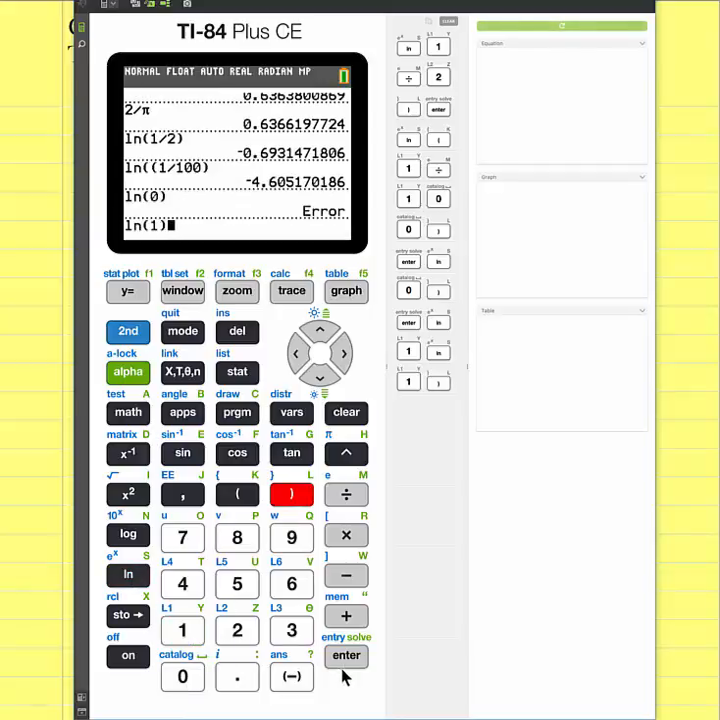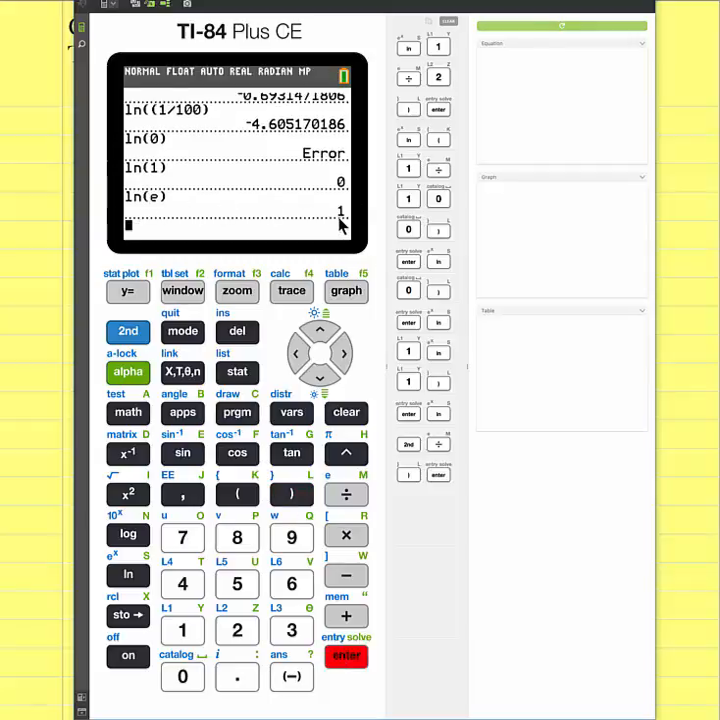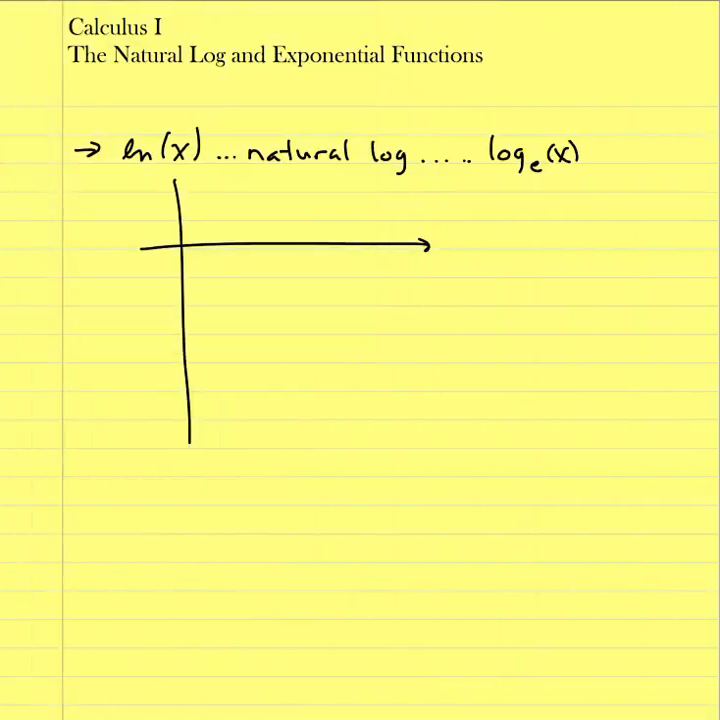This is an important point to make sure you have memorized. The log of 1 is 0. Okay, so that's going to be an important point on our graph. And now let's also look at one other one. Let's look at the natural log of e. And I'll just look at the natural log of e, and we can see that we get 1 out of that. So those are some important hinge points that we'll want to keep our eye on for our graph.